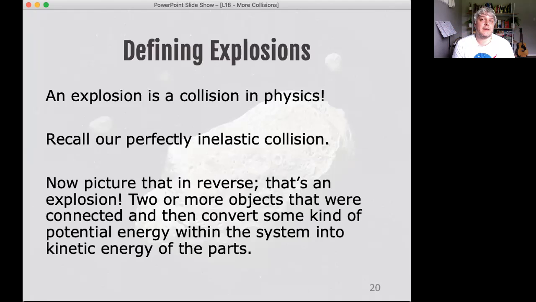Remember our perfectly inelastic collisions, the idea of two things that are traveling and then they collide and they stick together.